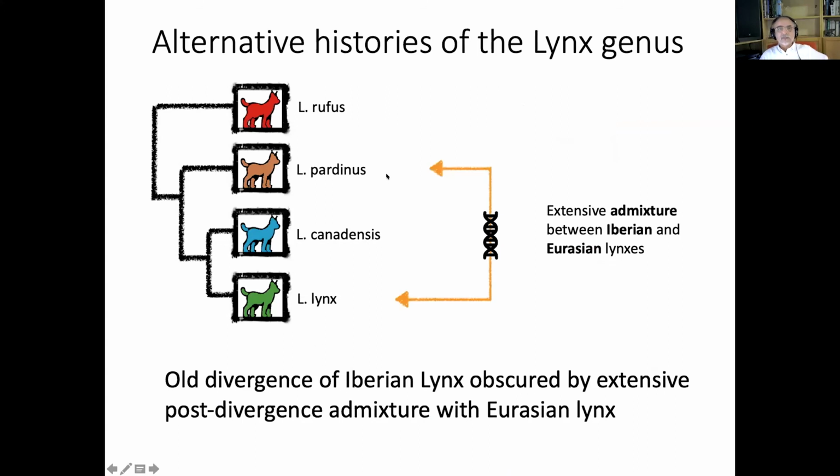So they interpreted this to mean that low recombination regions are usually admixture free. So they interpreted this to mean that Pardinus and lynx have admixed extensively in the past, so that even the average of the genome may be reflecting the wrong divergence sequence in the genus, because a great part of the genome in Iberian or Eurasian lynx is in fact shared by admixture.